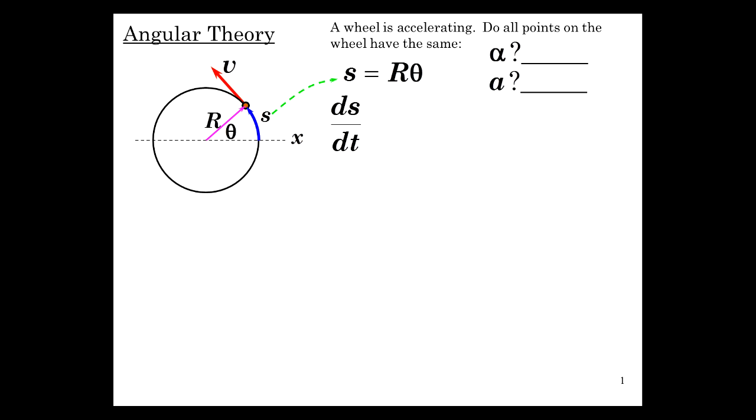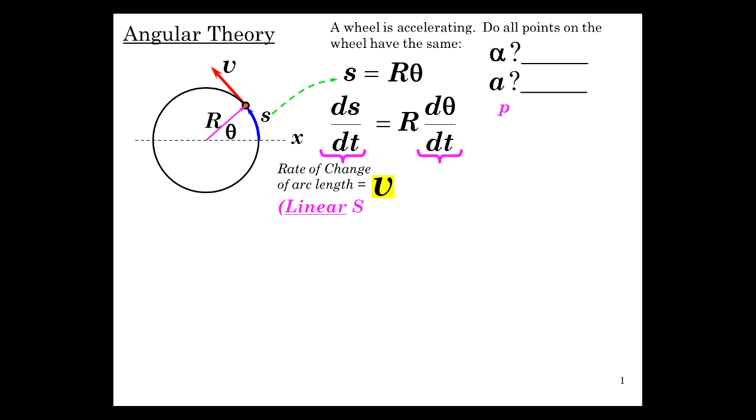So we're going to take the rate at which this whole system changes. In other words, ds/dt is r, which is a constant, times d theta/dt. There it is. And what is ds/dt? Well, it's just the rate of change of the arc length, and the rate of change of the arc length is just the speed. That's all it is. So that's the linear speed.